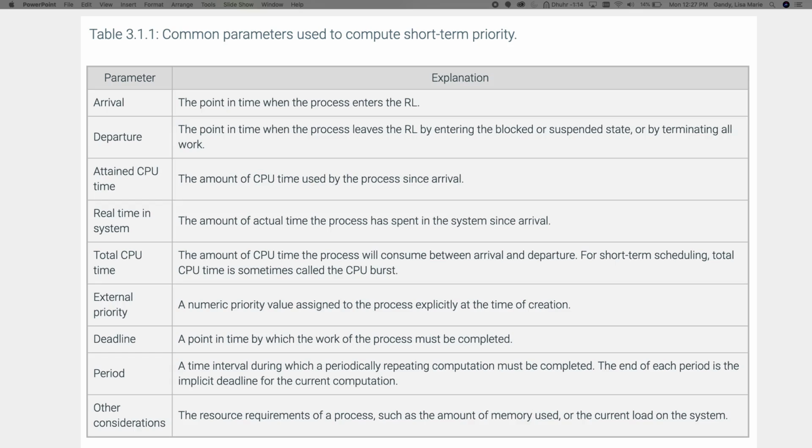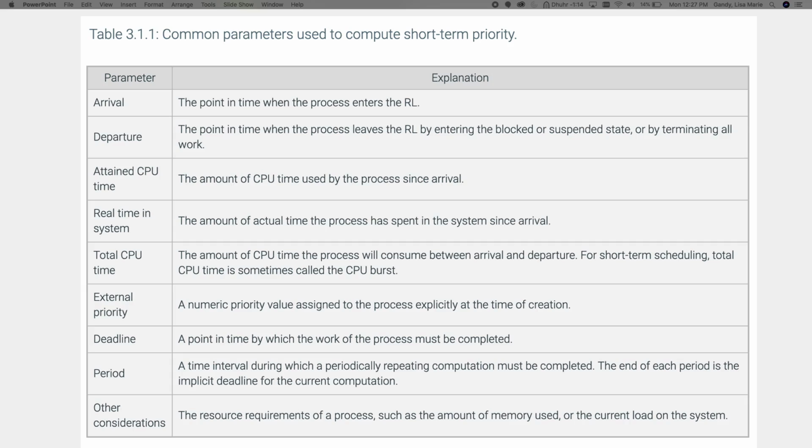Okay, here are some common parameters used to compute the short-term priority. Arrival time. We're going to look at some different algorithms that are going to use these, so you'll see these again. Arrival time is the point in time when the process enters the ready list. Departure is when it leaves the ready list, either by being blocked, suspended, or terminated.